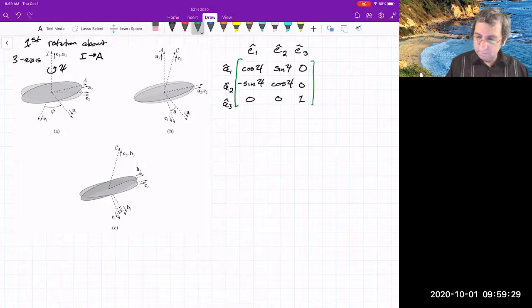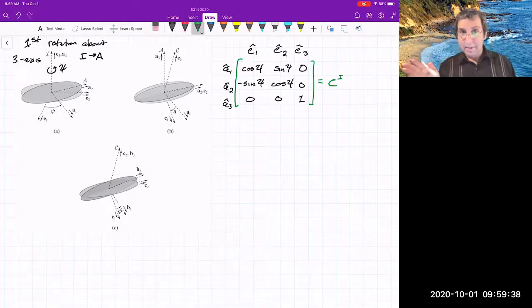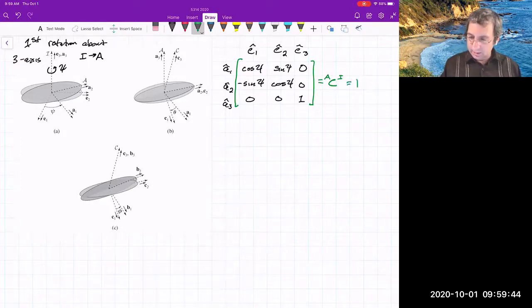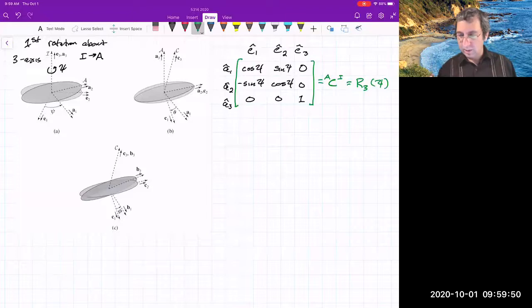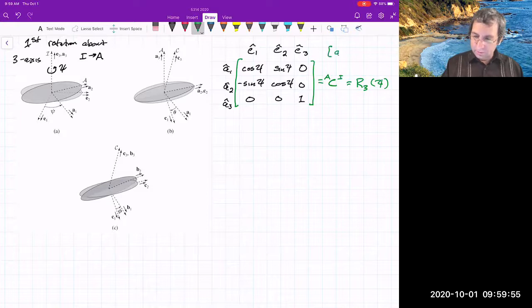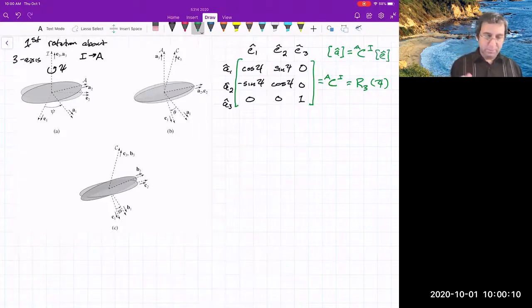So this is the matrix that takes us from the I frame unit vectors to the A frame unit vectors. And in this case, it's just the same as R3 psi, a counterclockwise rotation through the angle psi about the 3rd axis. And I guess we could also remind ourselves what this is giving: the A basis equals C I A, and then the E unit vectors.